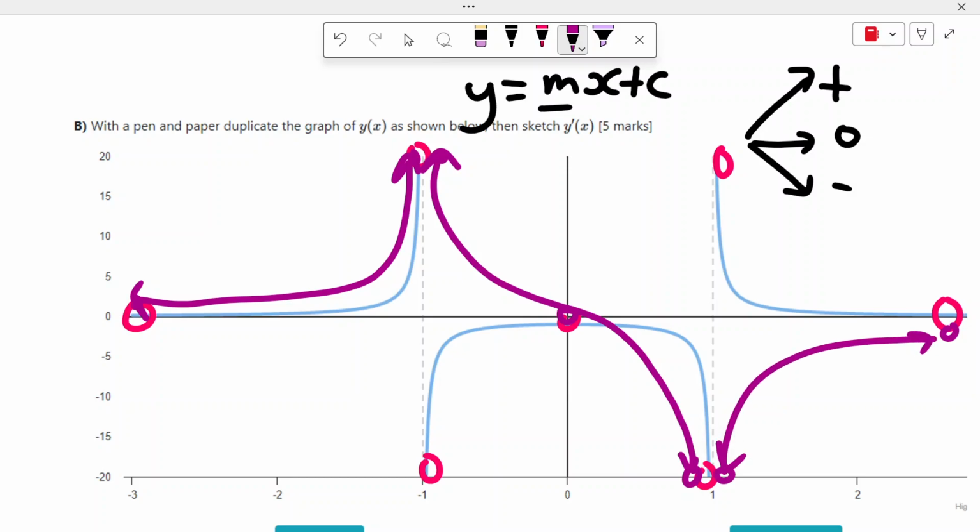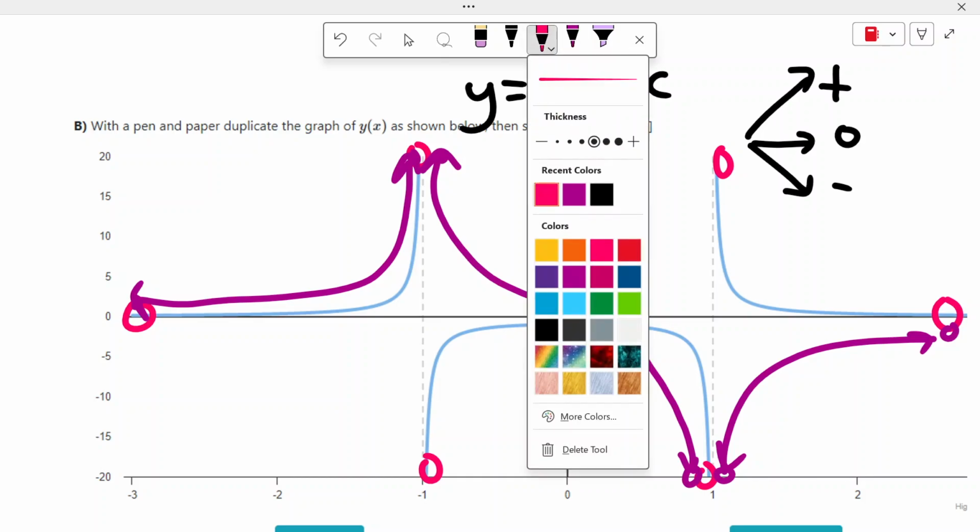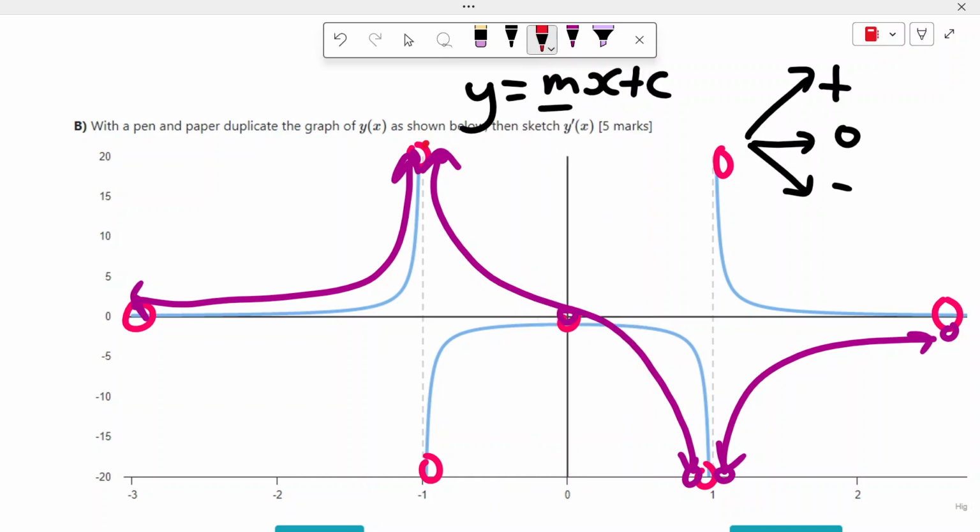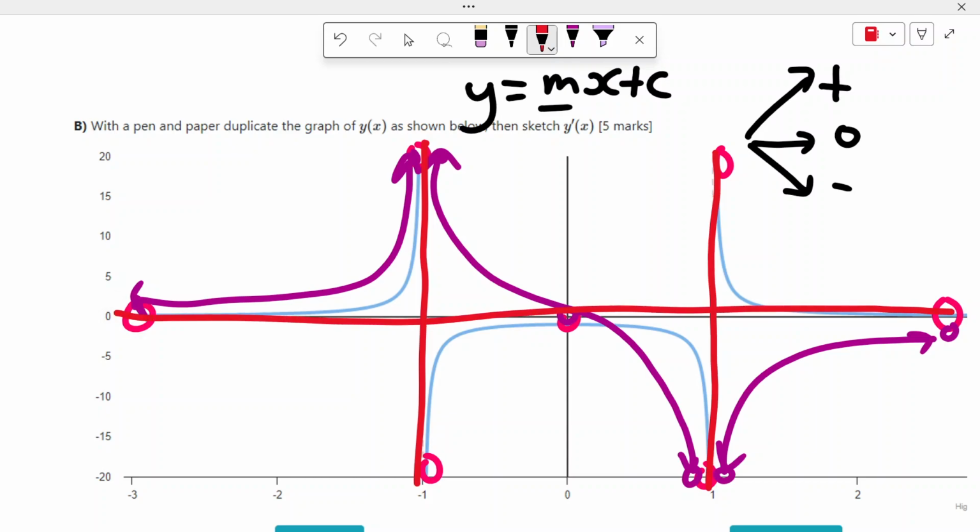Now, importantly, once you put those arrows, you cannot touch, danger zone, you cannot touch this line. You cannot touch this line. And you definitely cannot touch this line apart from right in the middle here. That's allowed. But at the ends, you cannot touch it.